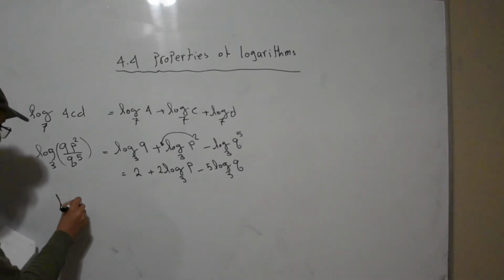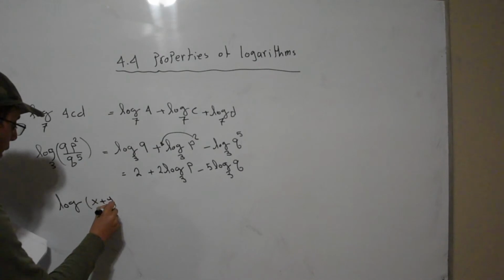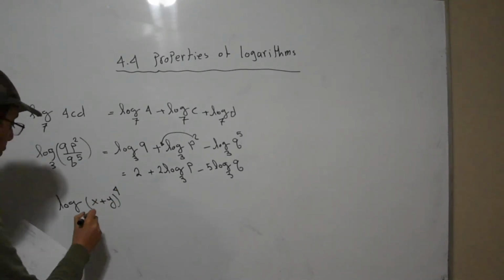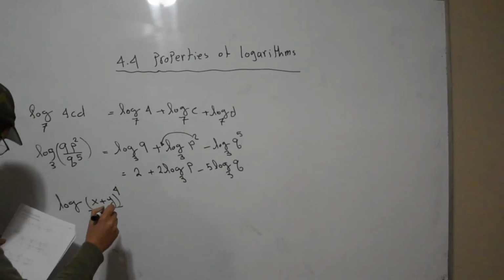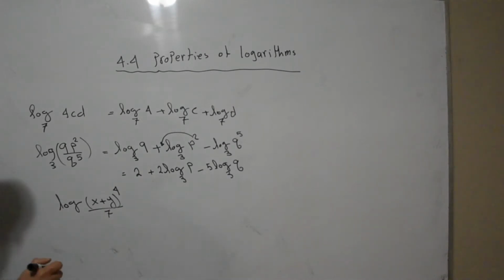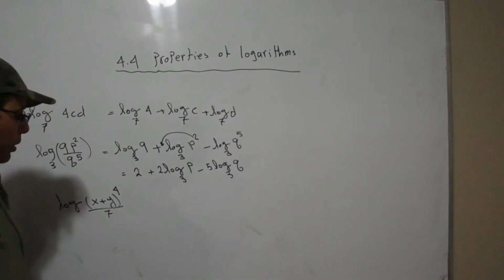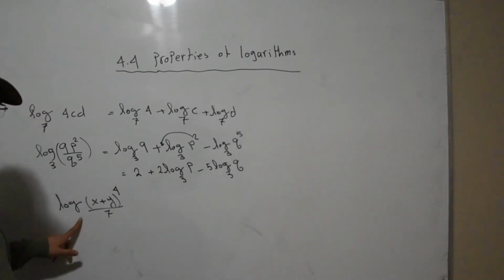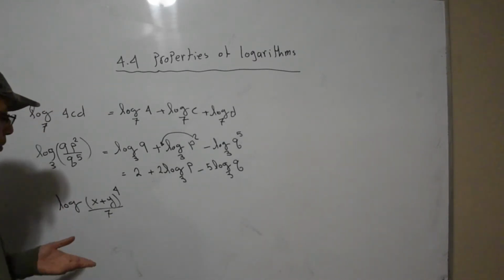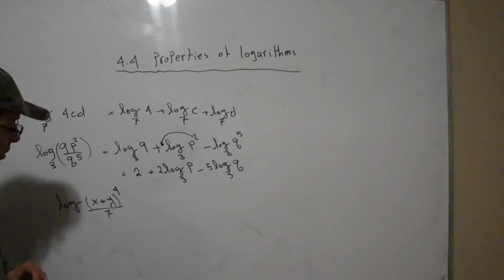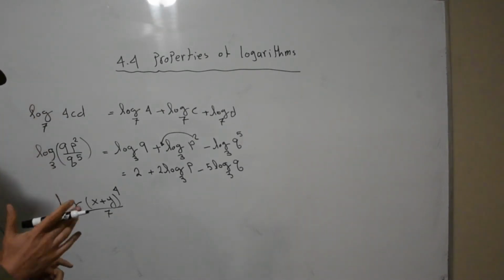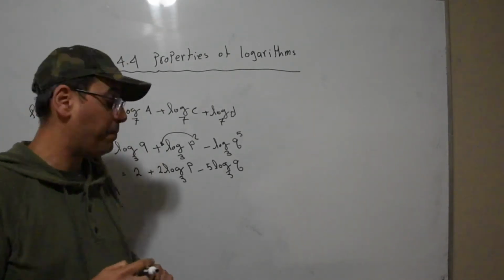Log of x plus y to the 4th divided by 7. And I believe just this. Okay. So, what is the power here? What is the base here? There is no base. So by default, the base here is 10. You remember when we were talking about that the last time.